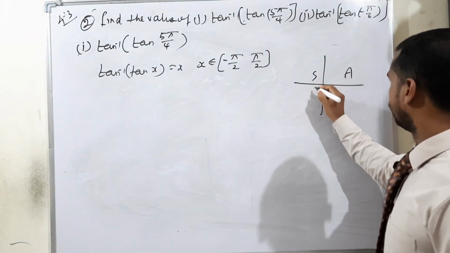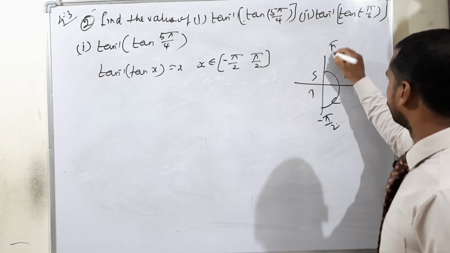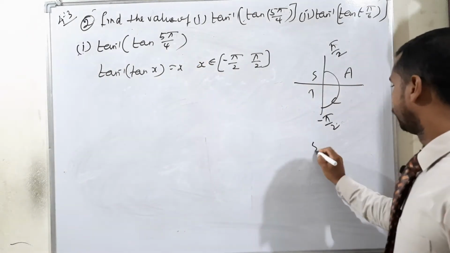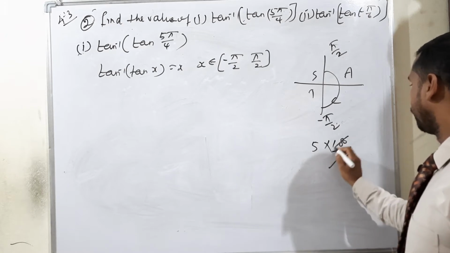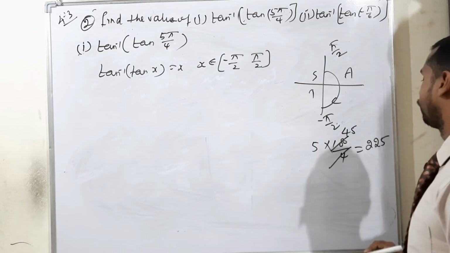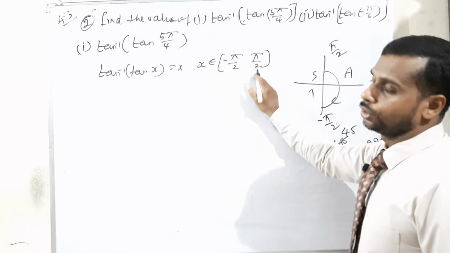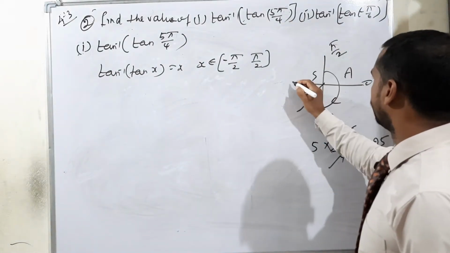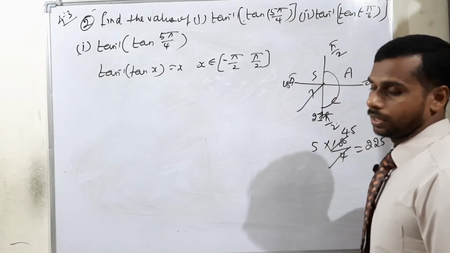So, this is considered for negative pi by 2 to positive pi by 2, but in the given value, pi is 180, isn't it. So, 180 divided by 4 means 45, 5 into 45 means 225. So, we can say 225 does not belong to negative 90 to positive 90 because it lies in the third quadrant. This is 0, this is pi, 180, this is 270, that is 3 pi by 2.